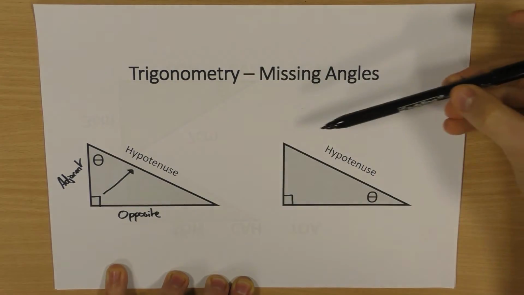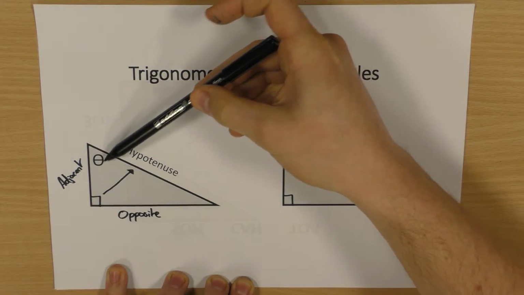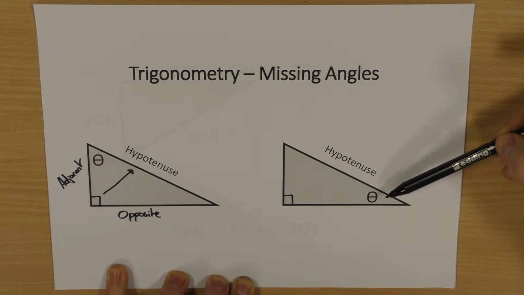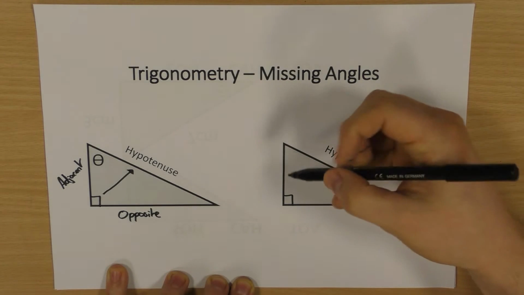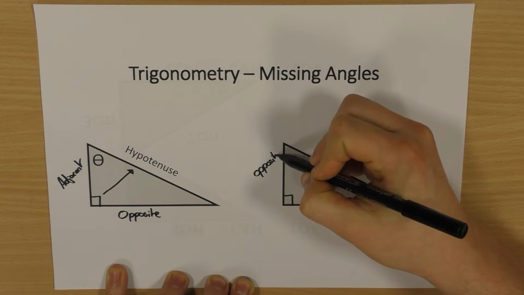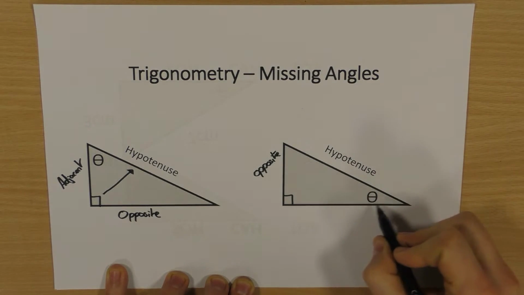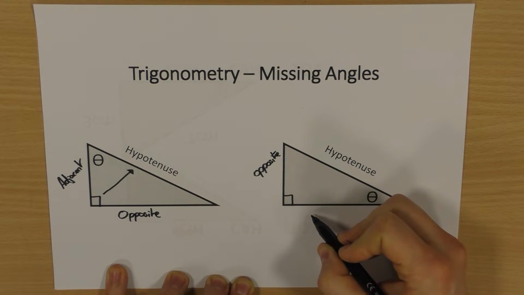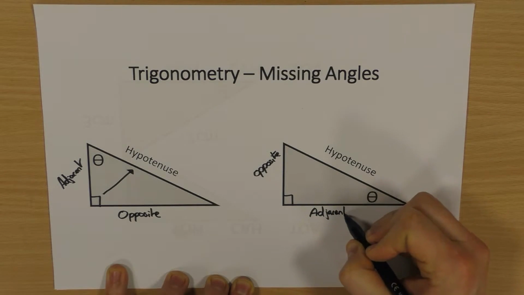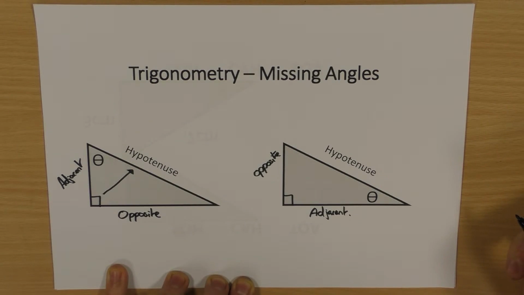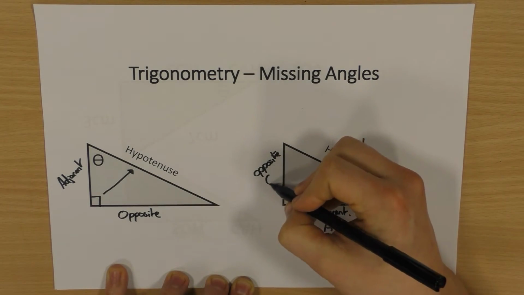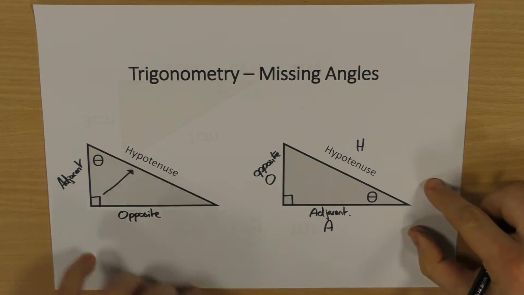Okay. Going on to this side, as you can see, theta, the angle, has moved, it's over here. So that means that the hypotenuse stays the same, that's not a problem. But the opposite side is now this one. And therefore the adjacent, the one that's in between the right angle and the angle here, is now this side. Okay. So just bear that in mind. Going forward, I'll call the hypotenuse H, the adjacent A, and the opposite O, just to speed things up.